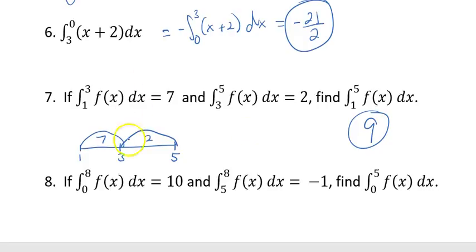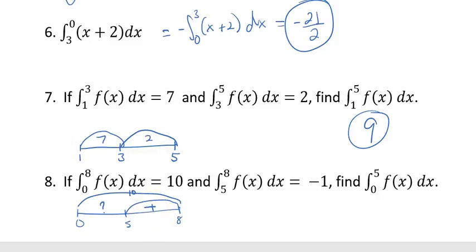And so it helps me to draw those things out. 8 is another example here. I have 0, 8, 5 as my points of interest, so I'm going to go ahead and list those. And it doesn't have to be perfect, it's just for my thought process. So I know that from 0 to 8, my area is supposed to be 10. From 5 to 8, that is negative 1. So technically I could have drawn that down here. What is 0 to 5?